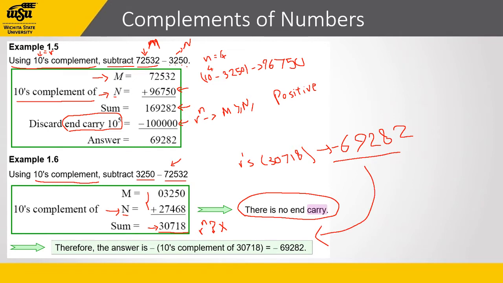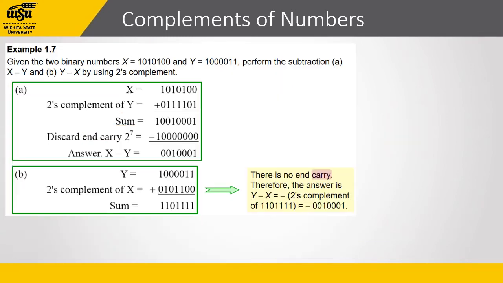So remember this, that when we are subtracting using the complements, we find if the answer is negative from the absence of the end carry and the complemented result. And this is how we realized in this example that the answer should be negative.